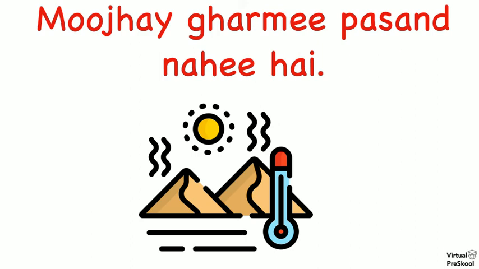Now, let's do the opposite, when you want to say you do not like something. Do you remember the phrase for do not like? The phrase for do not like was pasand nahi hai, right? Pasand nahi hai. So, this is a picture of heat, right? I don't like the heat.